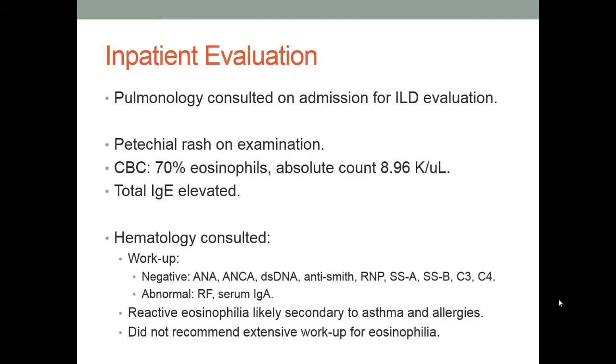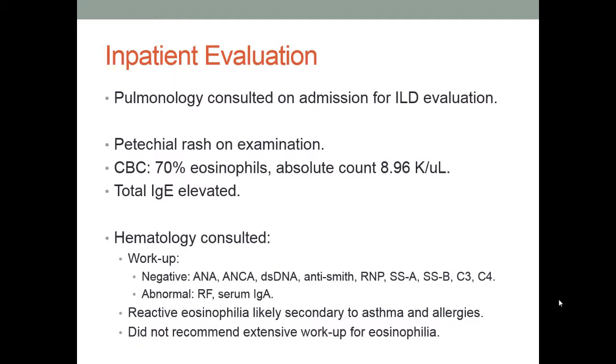On examination, he's found to have a petechial rash on his lower extremities. Along with the total IgE that you know to be elevated previously, CBC shows 70% eosinophils with an elevated absolute count. So hematology is consulted for concern of a hypereosinophilic syndrome.